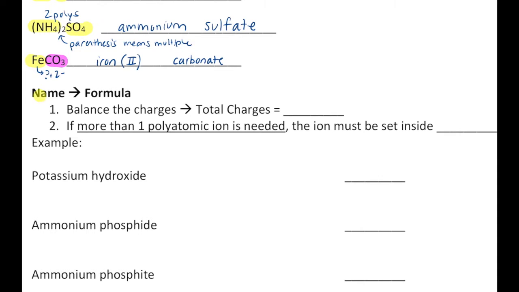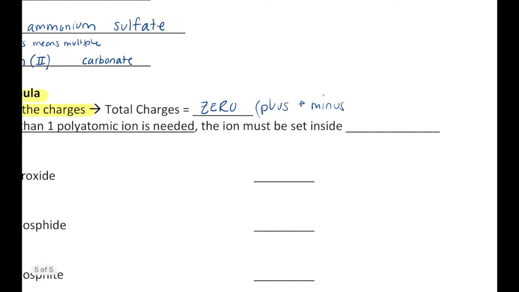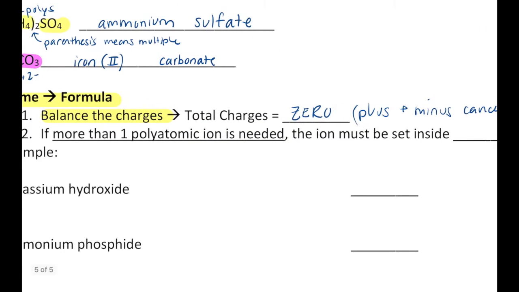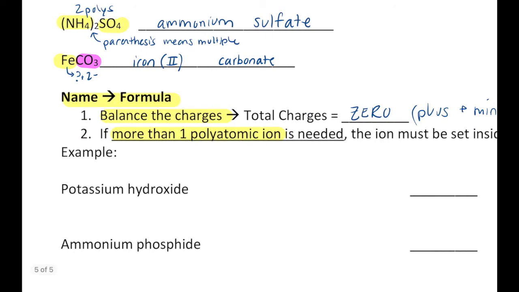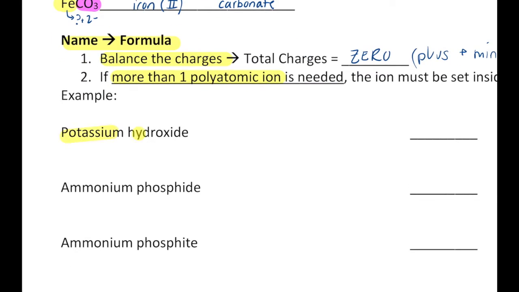Last situation, let's look at a name and try to come up with a chemical formula. So most importantly, balance your charges. Your total charges should always equal 0. So your positive charges added to your negative charges have to cancel out. That's what that means. If you have more than one polyatomic ion that you're trying to write, make sure that you put that ion inside parentheses. Otherwise, things get really weird.